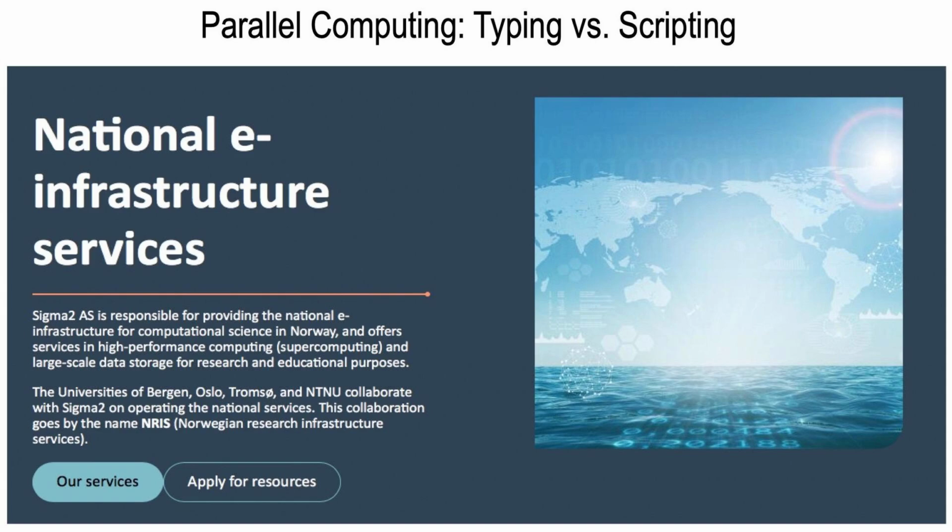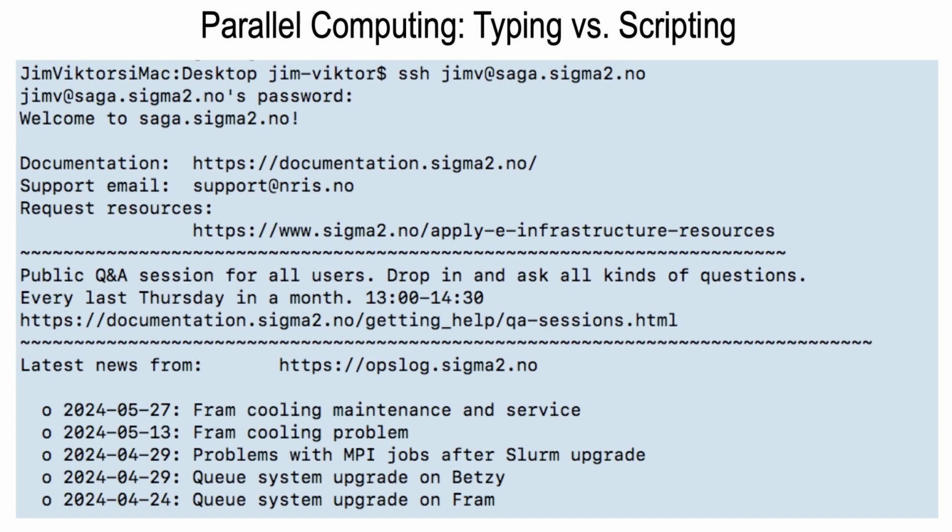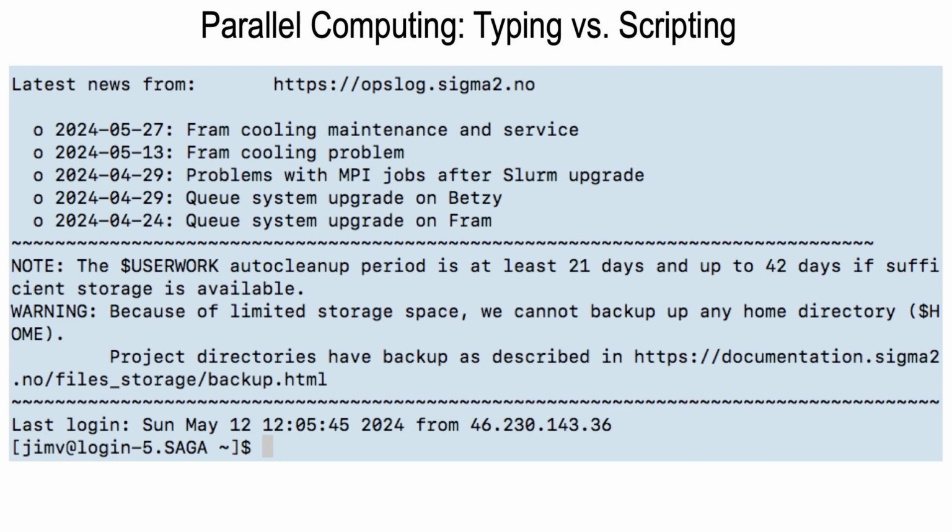In this video, we'll demonstrate how to type Linux commands faster using autocomplete. We'll also discuss the benefits of scripting versus typing. We'll use the Saga Linux cluster, so let's log in. Upon logging in, we'll encounter a welcome message containing useful documentation and support details. Additionally, we'll receive updates from the ops log along with any important notes and warnings.